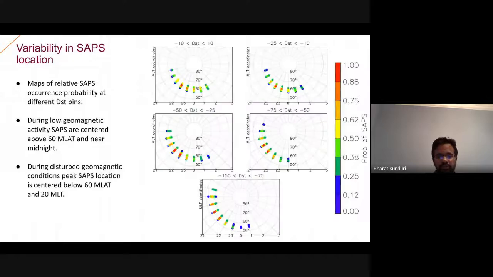But overall, if you look at the probability, the likelihood keeps decreasing as you move more and more towards the dusk side. At the center, it's likely that there is some smaller probability coming in from this region, but the center is in the 20 MLT and 19 MLT region.